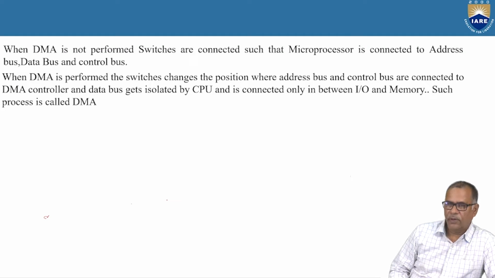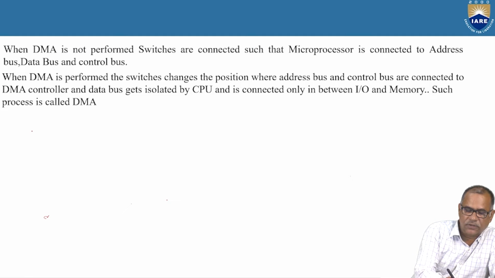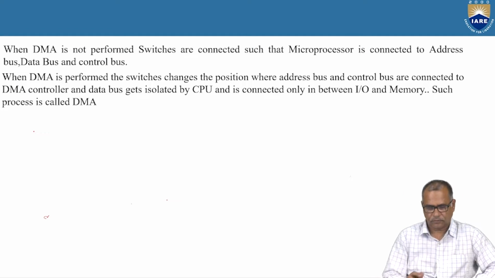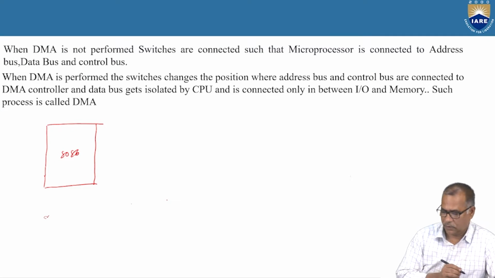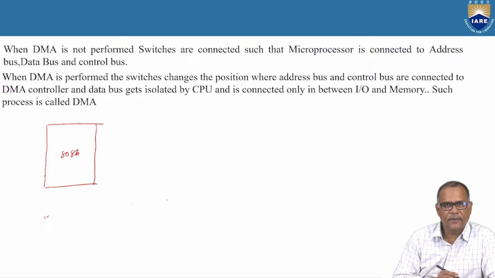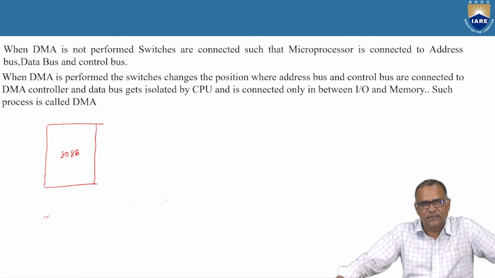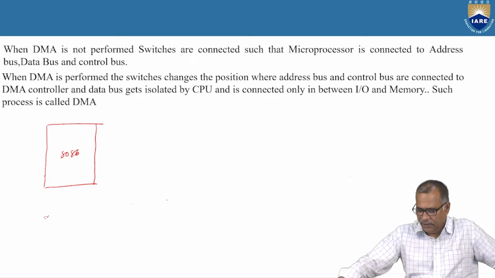Now I'll give you a more detailed block diagram for the DMA. So this is the microprocessor 8086. For I/O device transactions, we use only the 16 address lines. You know that 8086 has 20 address lines, but for I/O device purposes, only 16 address lines are used. So that means we are going to use only AD0 to AD15.